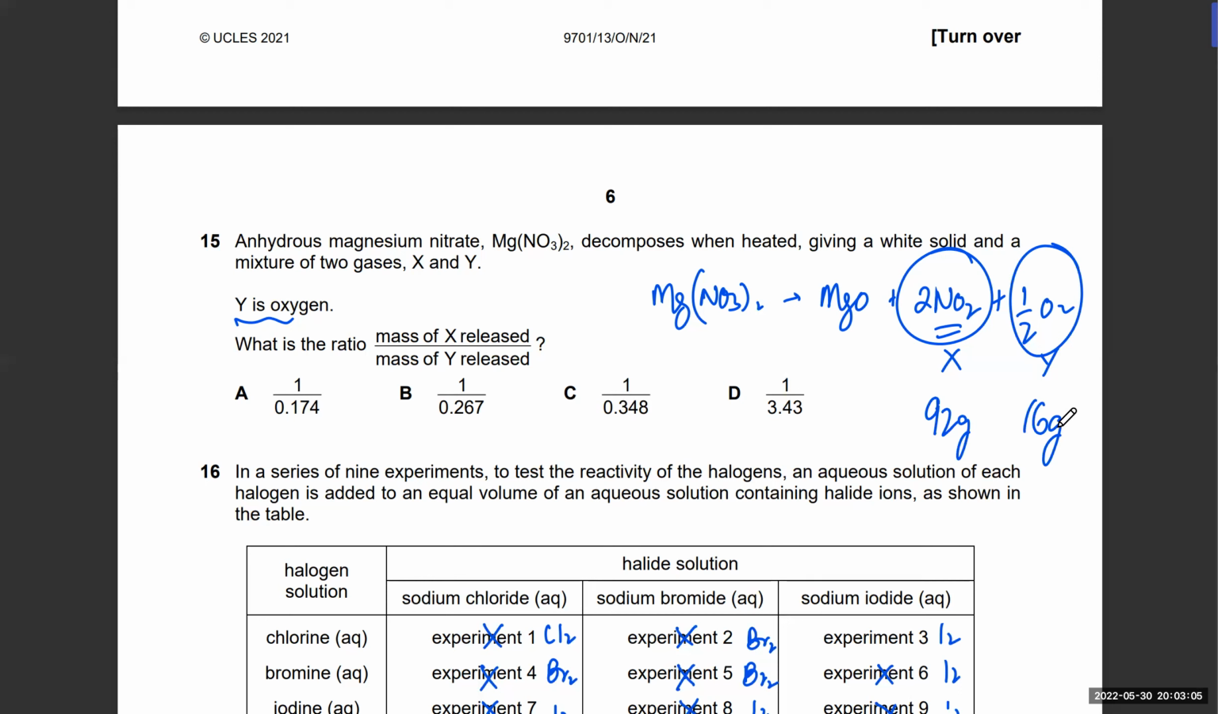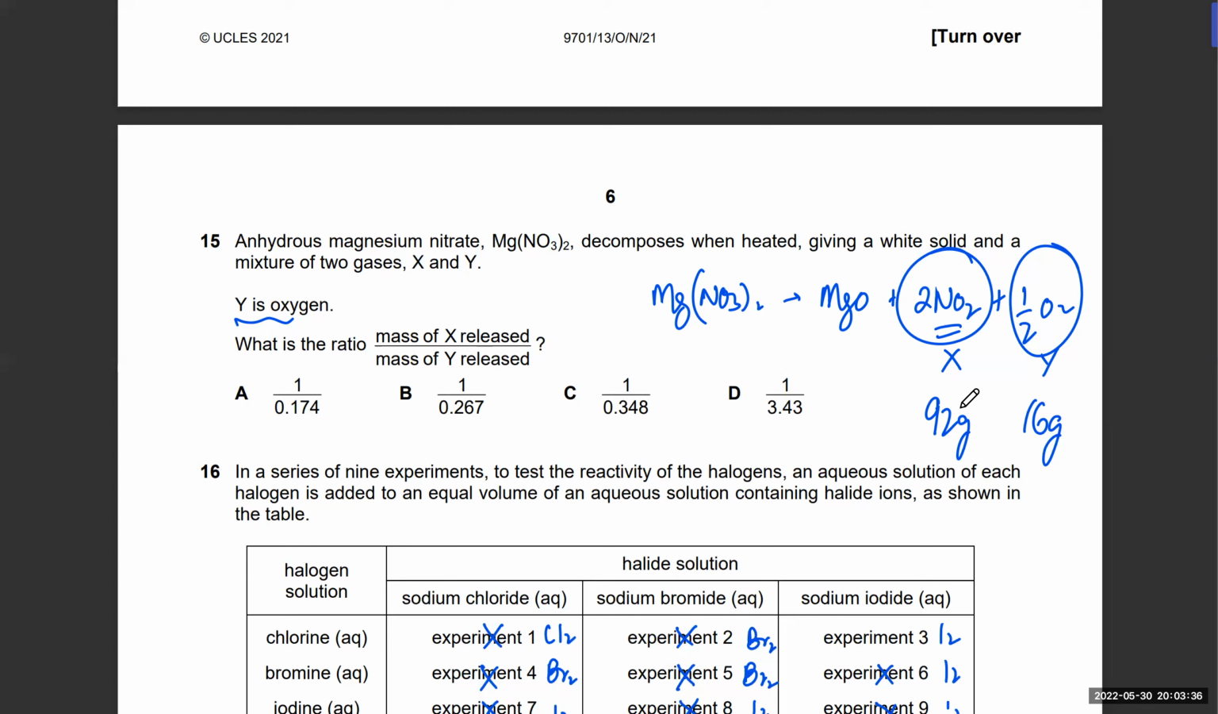How did you find the grams? I just totaled it up. They didn't give us any mass or moles, so they were just looking for the ratio of the masses. So I just assumed that 2 moles of NO2 are produced and half a mole of O2 is produced. I just went with the equation. If 2 moles are produced, what's the mass? Moles multiplied by Mr, that's 46 into 2, that's 92 grams. Is that clear?